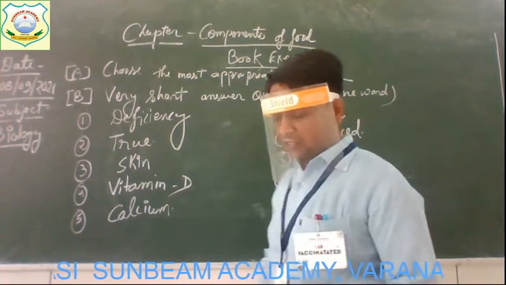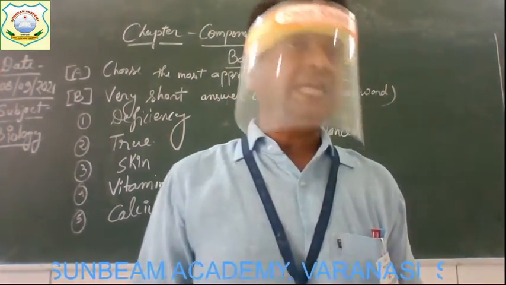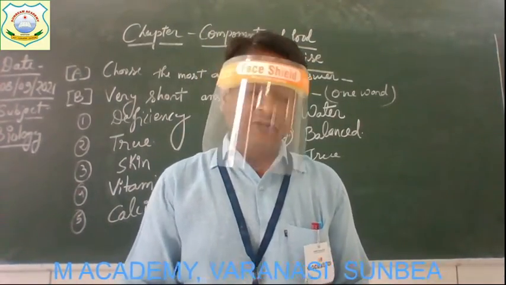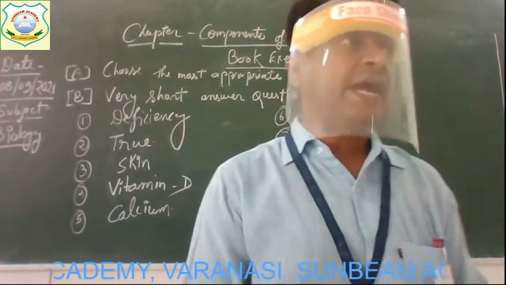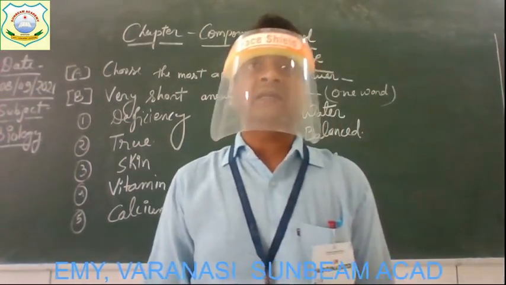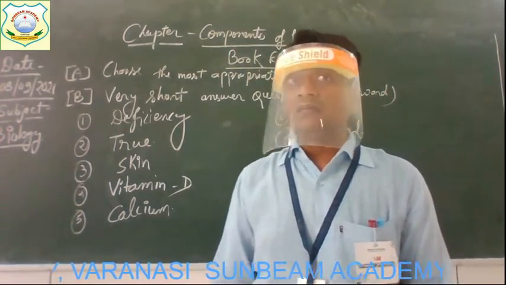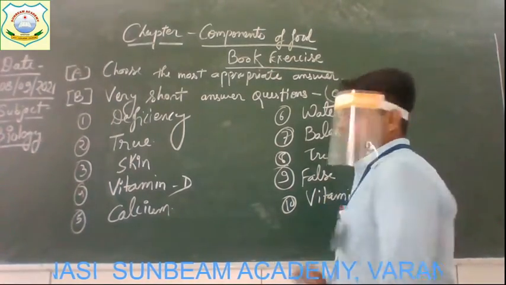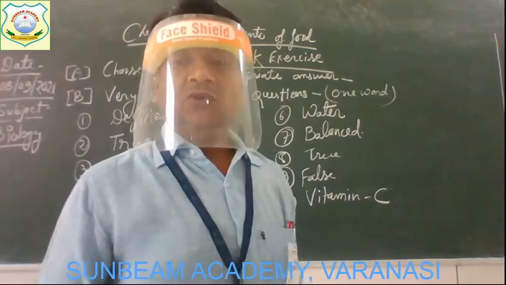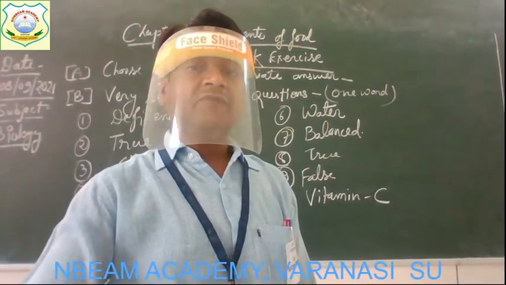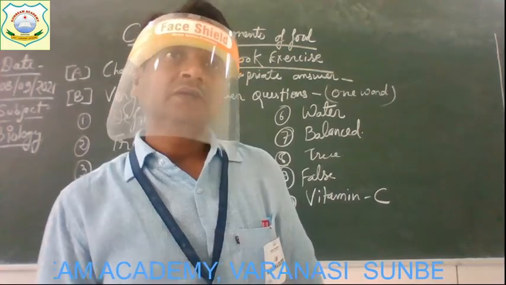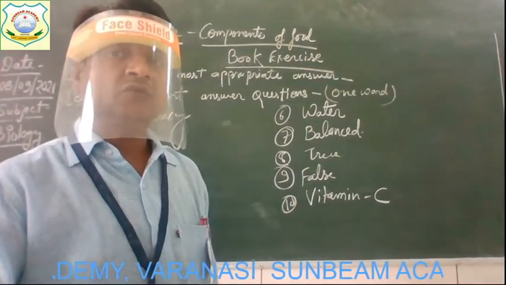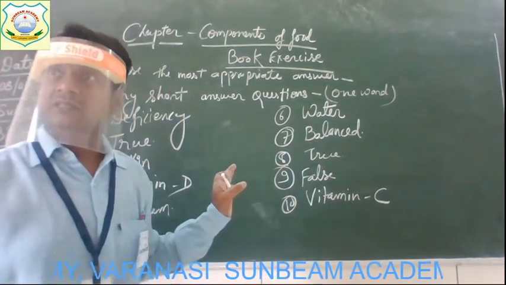And the next question, number 10, is, which vitamin is easily destroyed during cooking? When we cook the food, a vitamin which is present there easily gets destroyed. So you have to name that vitamin. And that vitamin is? Yes, it's vitamin C. Get it? So this is all about which kind of question? One word or very short question answer. Get it? And I hope that you understood the answers of all the questions.